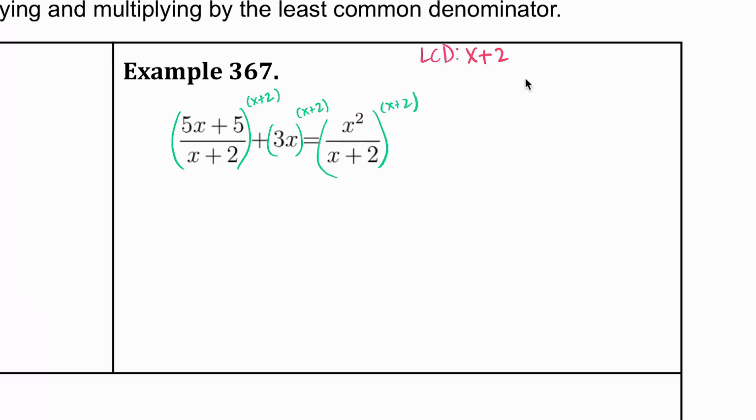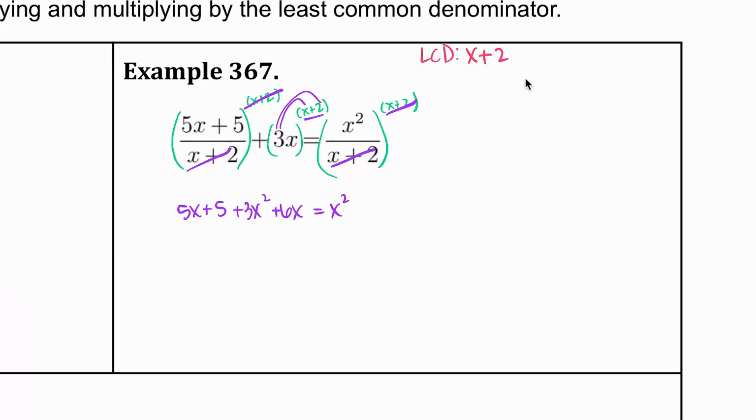And let's see why that helps us. Well, we have an x plus 2 on top and x plus 2 on bottom. Those cancel, so I'm just left with 5x plus 5. Here we don't have anything to cancel on bottom, so we're just going to have to multiply these. 3x times x is 3x squared. 3x times 2 is 6x. Here we have this on bottom, this on top. Those cancel. We just have equals x squared on top.